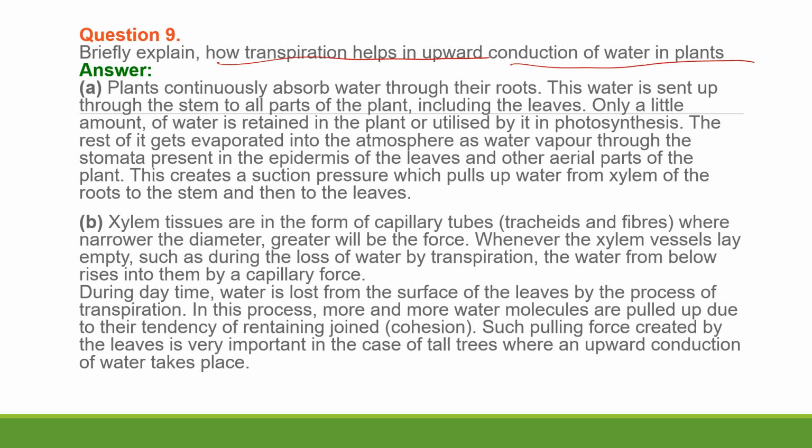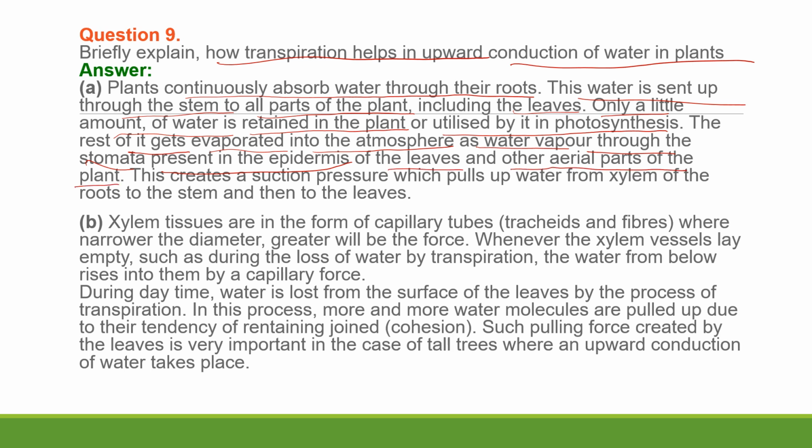of water in plants. Okay, so first we can divide it into 2 points. Plants continuously absorb water through roots. This water is sent up through the xylem, through the stem, to all parts of the plant, including the leaves. Only a little amount of water is retained in the plant or utilized by it in photosynthesis. The rest of it gets evaporated into the atmosphere as water vapor through the stomata present in the epidermis of the leaves and other aerial parts of the plant.